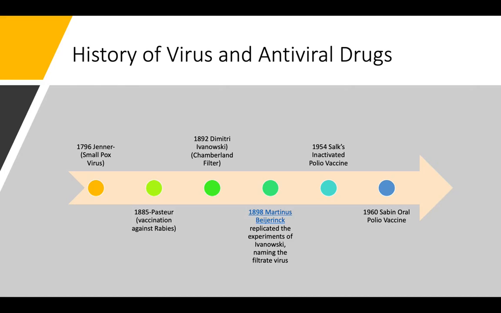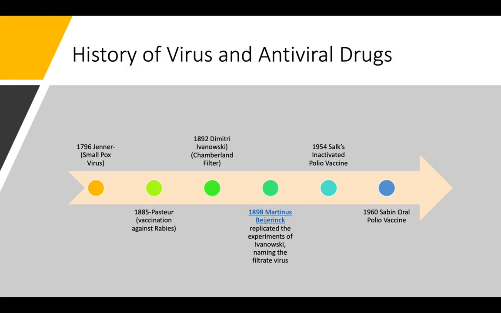a solution or a mixture that, he thought, contained pathogens that were bacteria infecting trees and plants. After he filtered the material, he realized that the filtrate still had the pathogenic material, the causative organism for the disease that was affecting the trees. The type of filter that he used was a Chamberland filter that was supposed to filter out bacteria. It was too small for bacteria to pass through. Then in 1898, Martinus Beijerinck duplicated or replicated the experiments of Ivanovsky and named the filtrate virus.